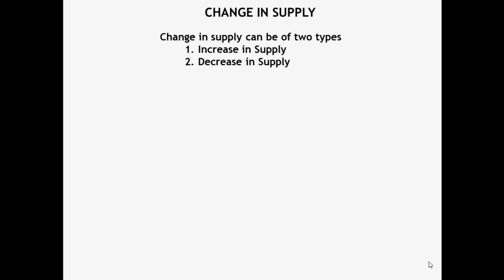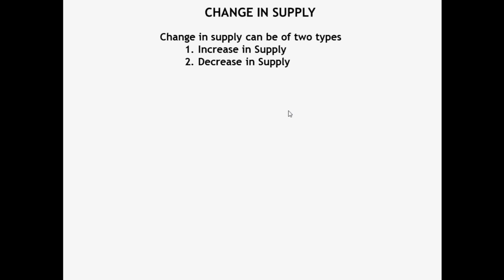Remaining the price of a product fixed, if the supply of a product rises due to the change in other factors that may influence quantity supplied of a product, it is called increase in supply. Similarly, at a given price, if the supply of a product falls due to the change in other determinants of supply, it is called decrease in supply.